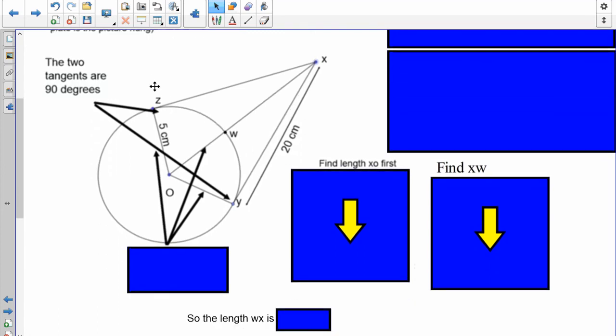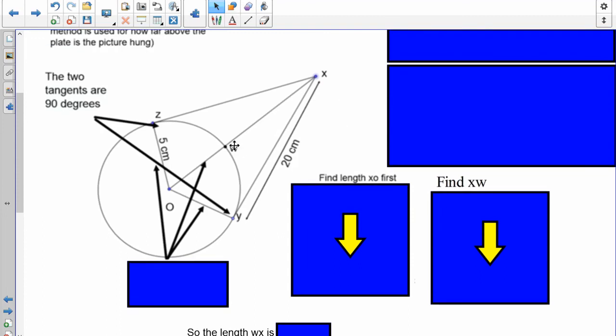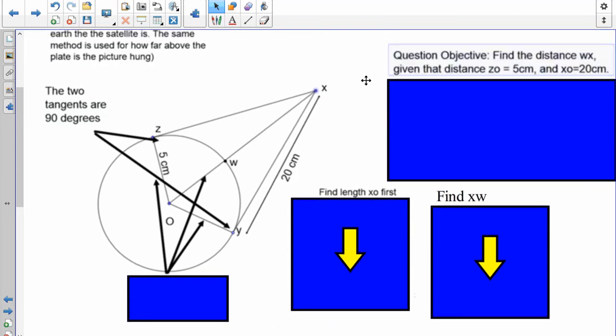And the question is going to be, how do you find XW? That's going to be our objective. Find XW given that ZO right here is 5 and XO right there. Oh, I got it wrong. This should be XY. That's okay. Change that to XY. XY should be 20. So we're given this one and we're given that one.